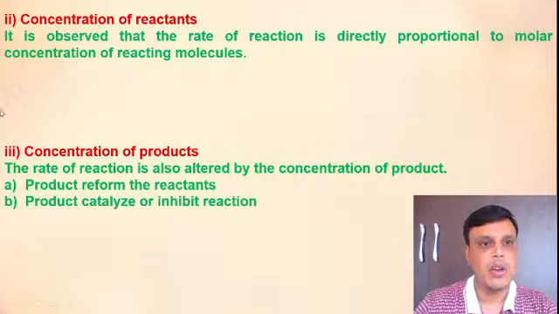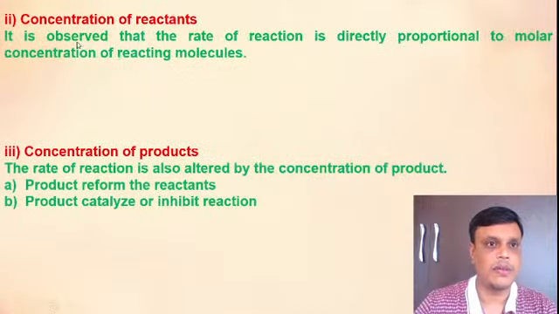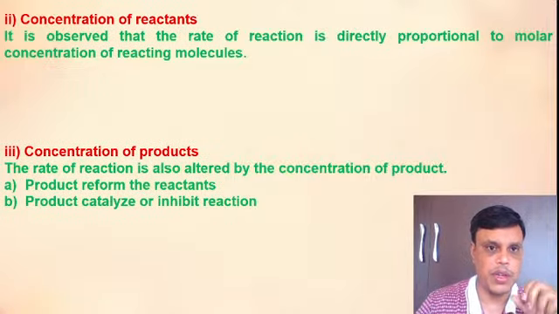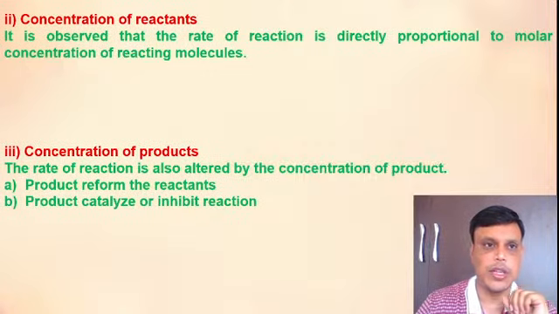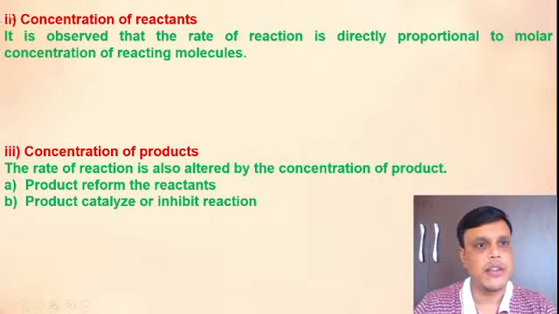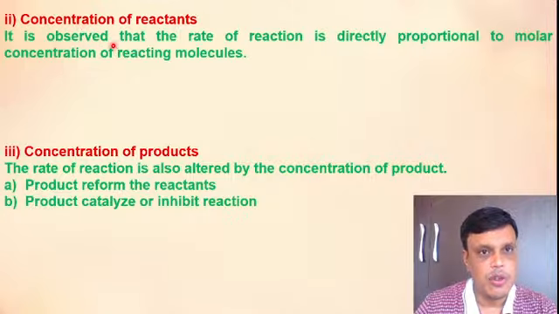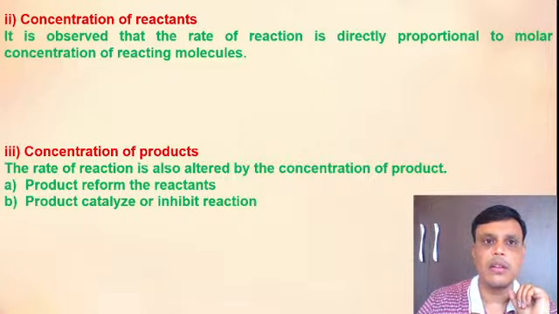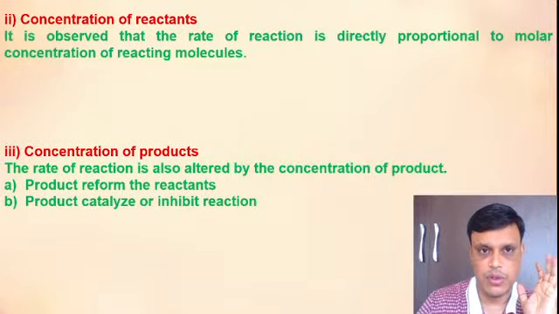Then the second factor is concentration of reactant. See here, concentration of reactant. If you have a pen and notebook, you can write down these factors, which are very important. Exam में इसके ऊपर question रहता है for 2 to 4 marks. ठीक है. So the second factor is concentration of reactant. It is observed that the rate of any chemical reaction is directly proportional to the molar concentration of reactant molecules.